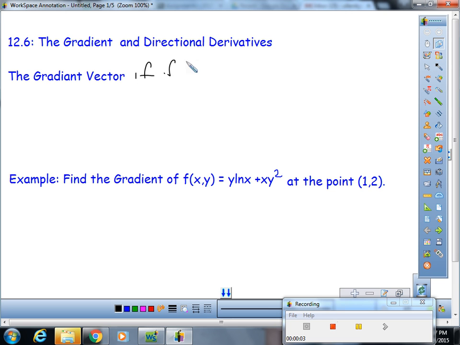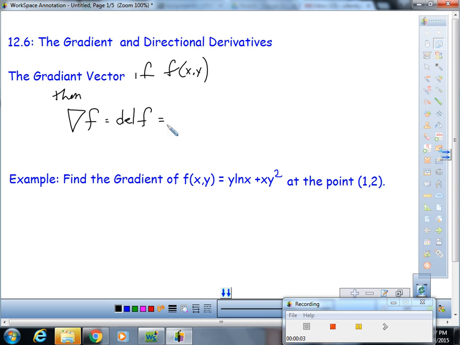If a function is of x and y, then the gradient of f, which is sometimes referred to as del f, okay? The gradient of f is f sub x, the partial derivative with respect to x, which is going to be the i component of our vector, okay? And the partial derivative with respect to y will be the j component.